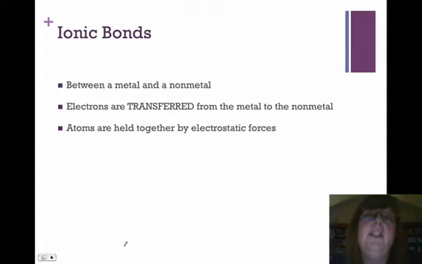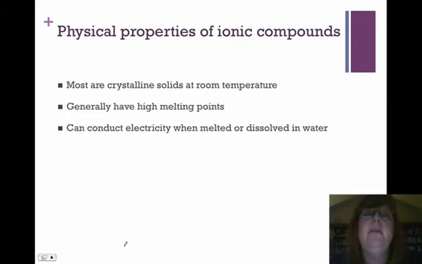Then those opposite charges, that's what holds the cation and anion together, and it forms the ionic bond. So an ionic bond is made up of opposite charged particles, and it's called an electrostatic force. Now, physical properties of ionic compounds. You need to know this.